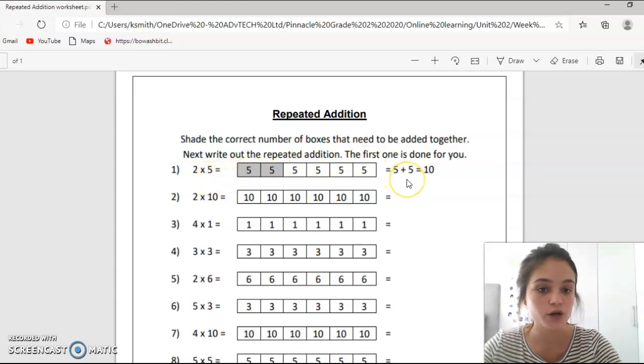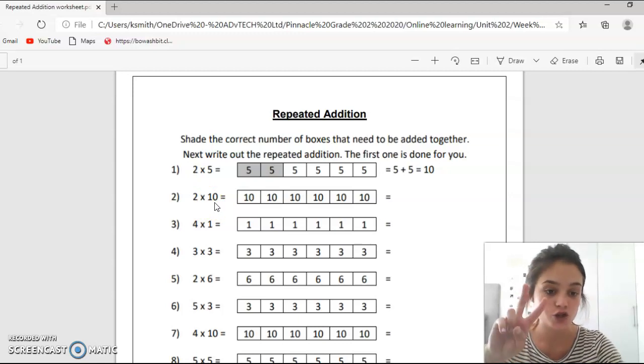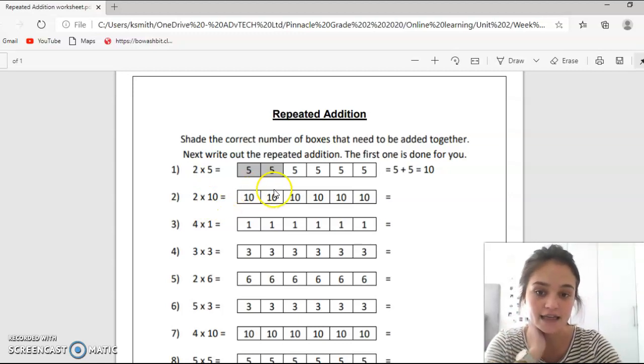And then you will put it out in expanded form. 5 plus 5 equals 10. Let's do the next one together. 2 times 10. So how many times are you going to color in the tens? You're going to color in 2 groups of tens. And then you'll color in these 2. And then over here you'll say 10 plus 10 equals 20. Well done, boys and girls.